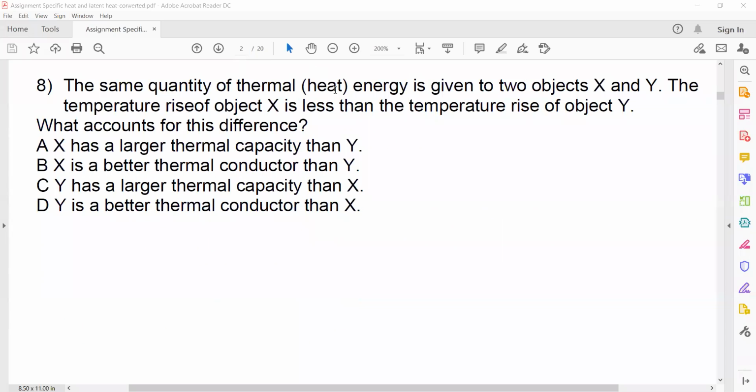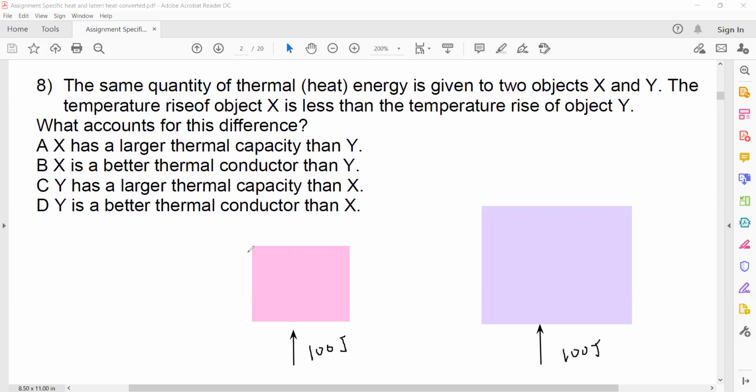Same quantity of thermal or heat energy is given to two objects X and Y. So for example, you have two different objects X and Y, and you supply the same amount of energy. I'm just using the question to draw a figure so that you have a better understanding. You can take any value. Example, here you supply 100 joules. Here also you supplied 100 joules.